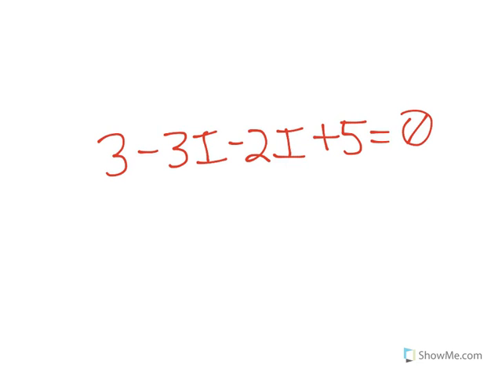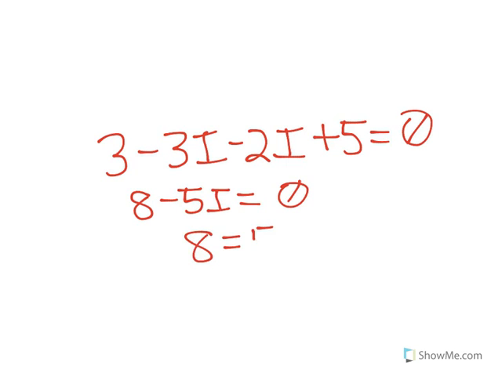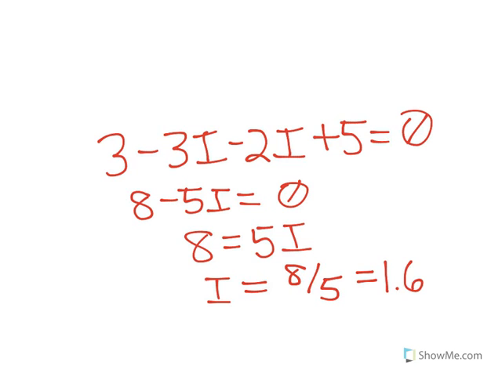First thing we're going to do is group together the like terms, and we end up with 8 minus 5I equals 0, which you can also write as 8 equals 5I. And simply, we are just going to divide both sides by 5, and we get I equals 8 over 5, which is just 1.6 amperes.